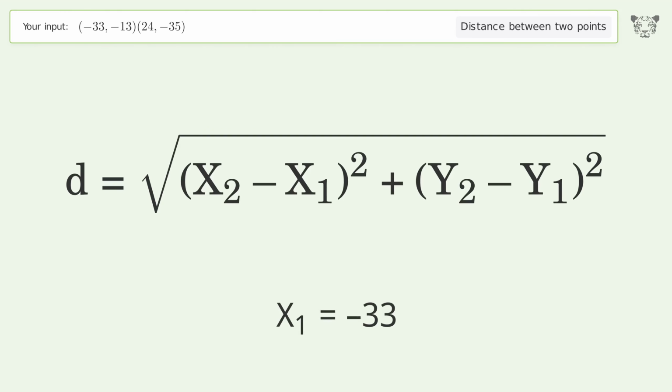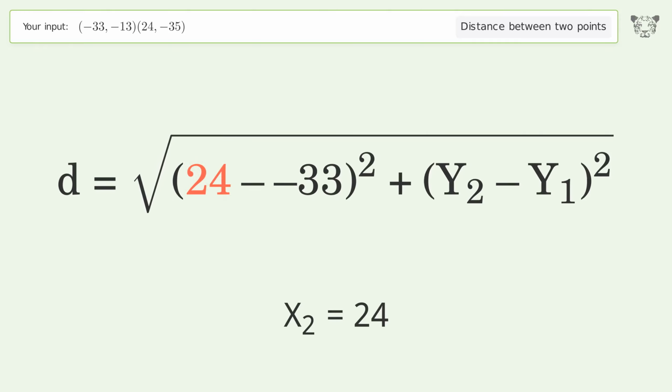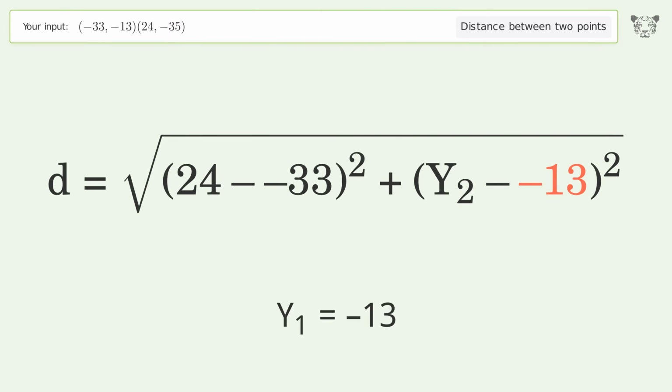x1 equals -33. x2 equals 24. y1 equals -13. y2 equals -35.